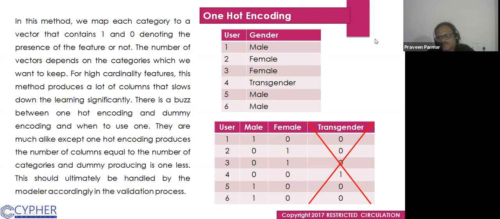So that's why we take only n-1, and the category we remove, we don't take, is the base category. It is inside your data. Whenever somebody is not male or not female, it will be considered automatically as a transgender. It means something other than male and female. Understand?